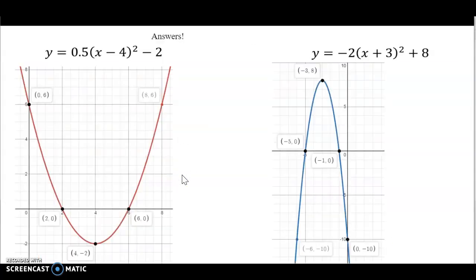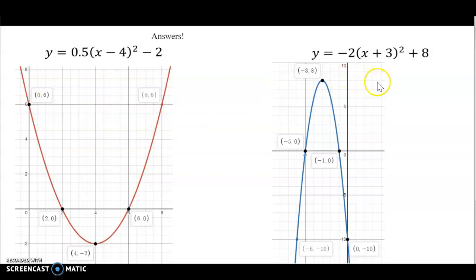Great. How did you do? That's the first graph, what it should look like. The vertex is 4, negative 2. X-intercepts are 2, 0 and 6, 0, and the y-intercept is 0, 6. And again, it should be a symmetrical looking parabola.